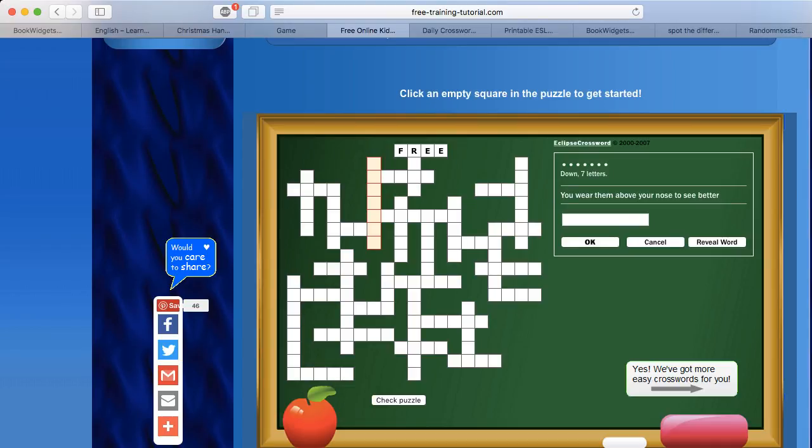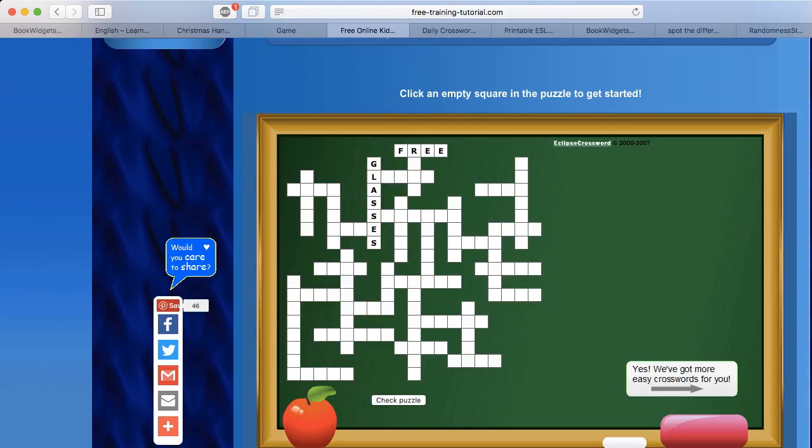So what do we wear? What are these called? Glasses. That's right. Okay, good job. Glasses. And of course, in this game, spelling really counts because if you misspell one word, it's going to mess up another word.